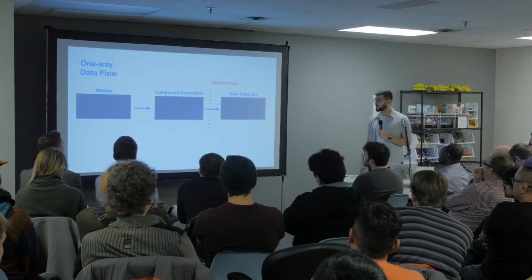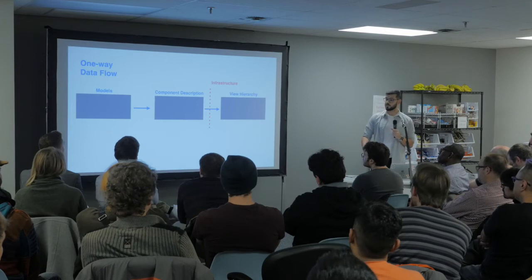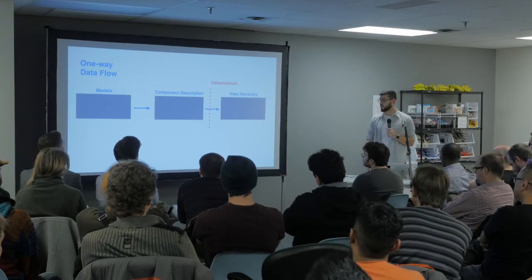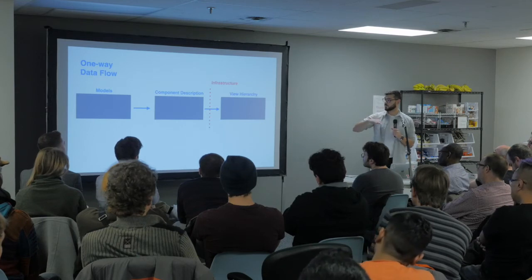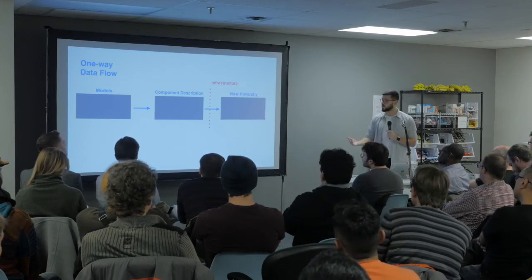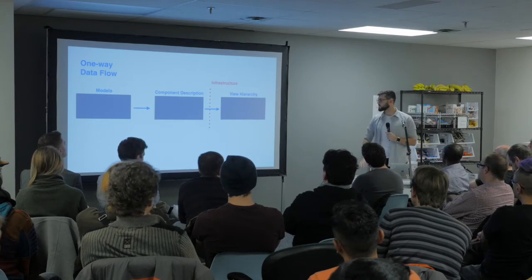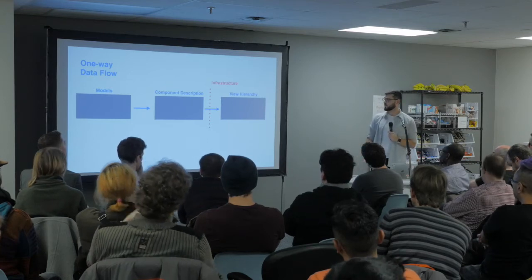This is a flow of data diagram, so it's one-way data flow. Here are your models. They go down to your component descriptions through component per model, and then the infrastructure will handle rendering your views from there. So it's a one-way data flow. You don't need to come back and say, hey, this changed, I only want to change this part of the view. That causes issues. That causes bugs. So this helps with that.